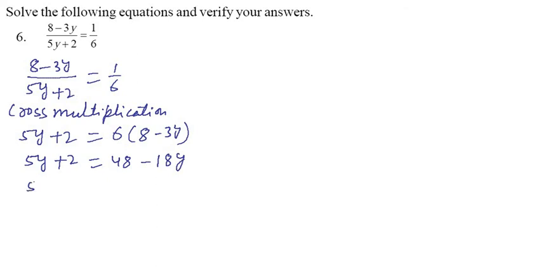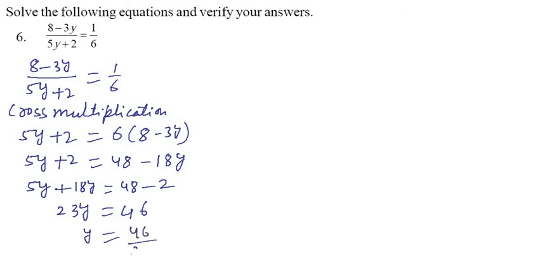18y. Now 18y is transferred to the left hand side, so it becomes plus 18 of y, and it is 48, and 2 is transferred to the right hand side, it becomes minus 2. So 18 plus 5, that is 23 of y, and it becomes 46. So now y will be equal to 46 divided by 23. 23 ones are 23, and 23 twos are 46. So it becomes y is equal to 2, and that is your answer.